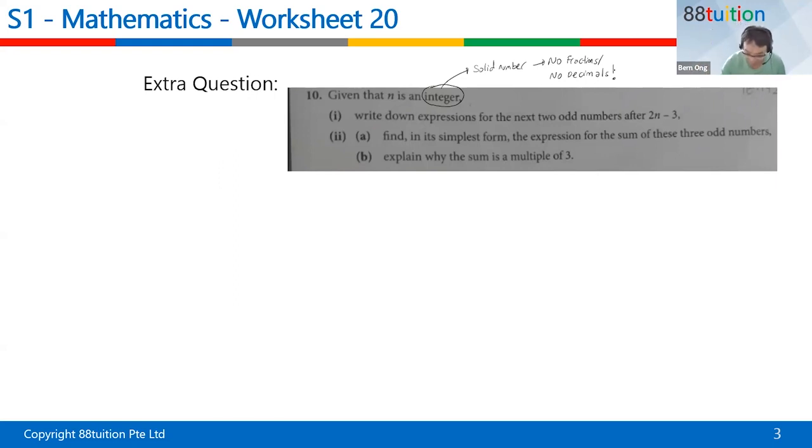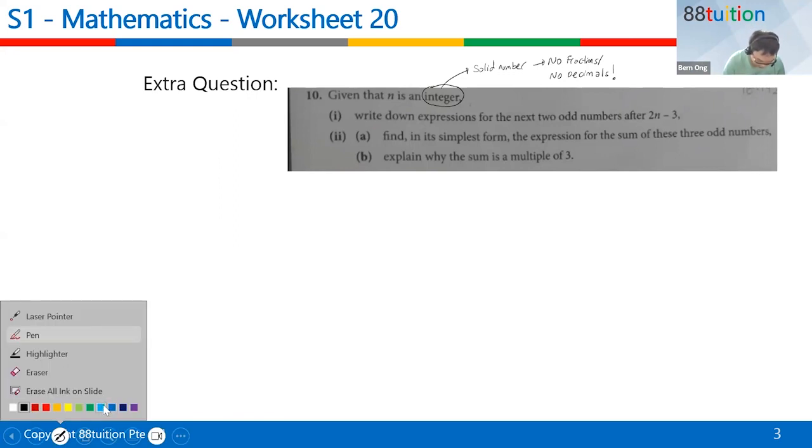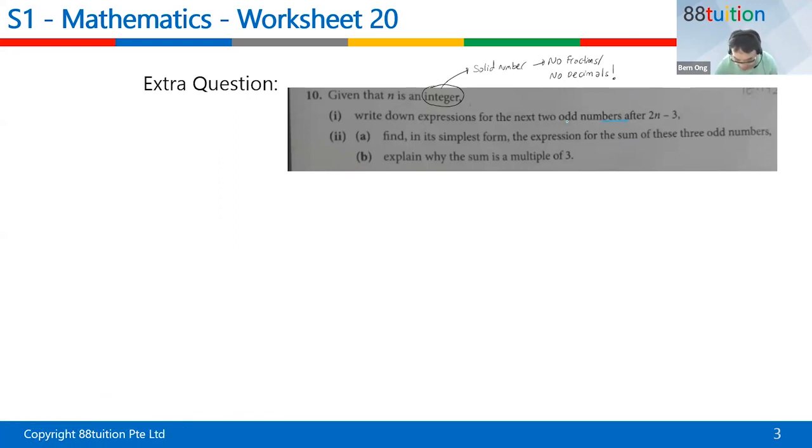Look, children. Now they are talking about the next two odd numbers, right? So give yourself an example, children. What is an odd number? For example, 1, 3, 5. Always give yourself an example. If you don't know, just give yourself this example: 1, 3, 5 are odd numbers.